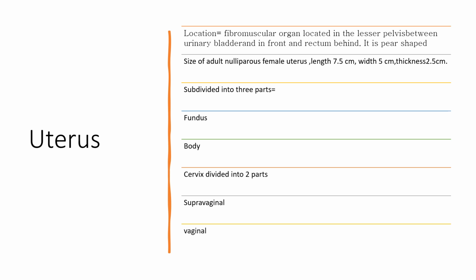Length is 7.5 centimeter, width is 5 centimeter, and thickness is about 2.5 centimeter. It is subdivided into three parts: fundus, body, and cervix. The cervix is divided into two parts: supravaginal and a vaginal part.